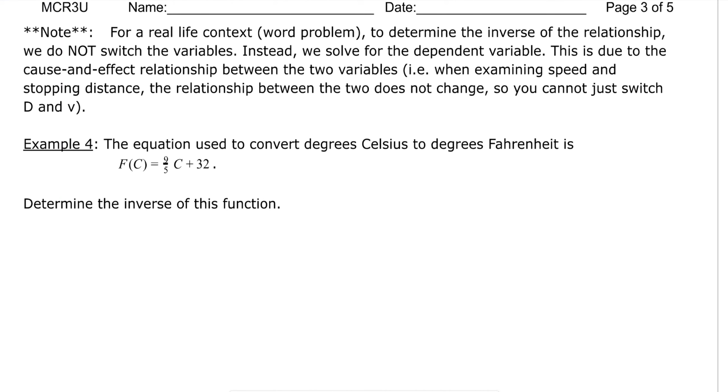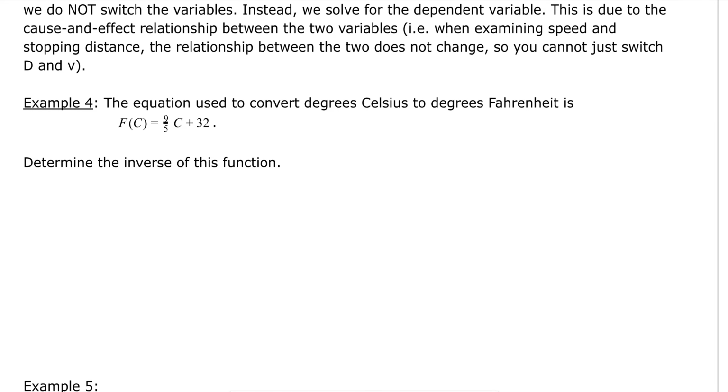So in a question like this, the equation is used to convert from degrees Celsius to degrees Fahrenheit. This is the equation that's used, okay? Go on Google, that's the equation that they use whenever you want to convert from Celsius to Fahrenheit. Now the inverse of this function would be to find the function that converts Fahrenheit to Celsius. That's the inverse, okay? But we're not going to do that by switching variables. We're going to do that by solving, or isolating, for the degrees Celsius.